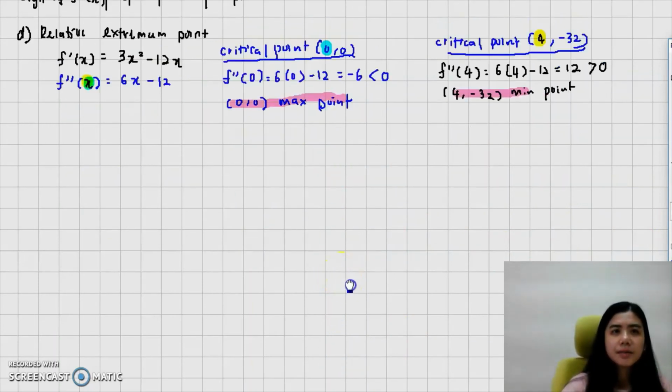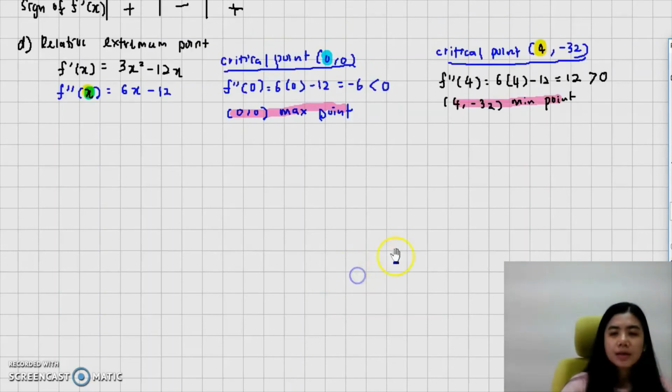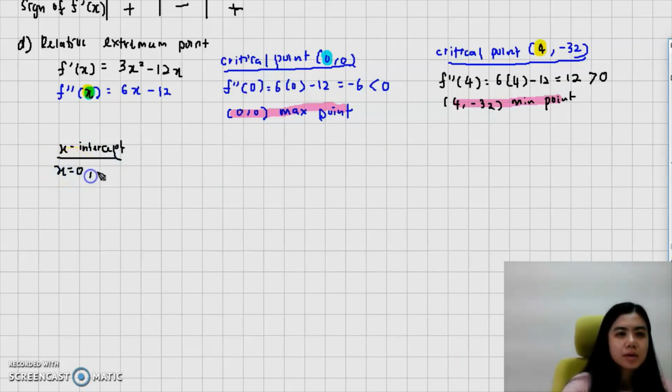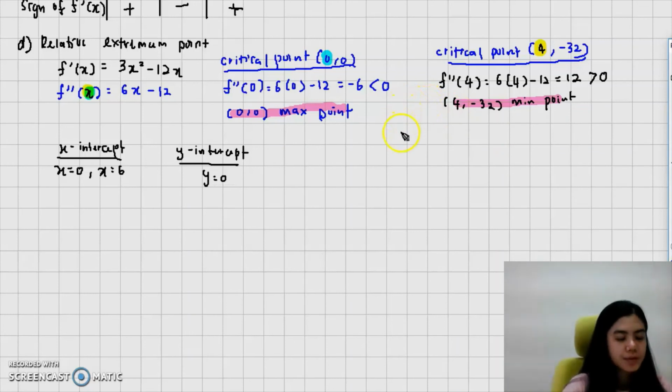Okay, let me take out the points that we have. We have the x-intercepts, that is x equal to 0 and x equal to 6. And we have the y-intercept, that is y equal to 0. And we have the points here. So the first thing that you have to do is let's just draw the axis.